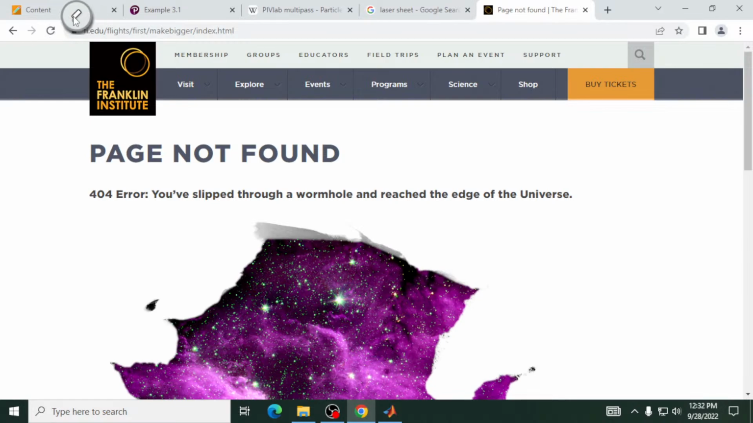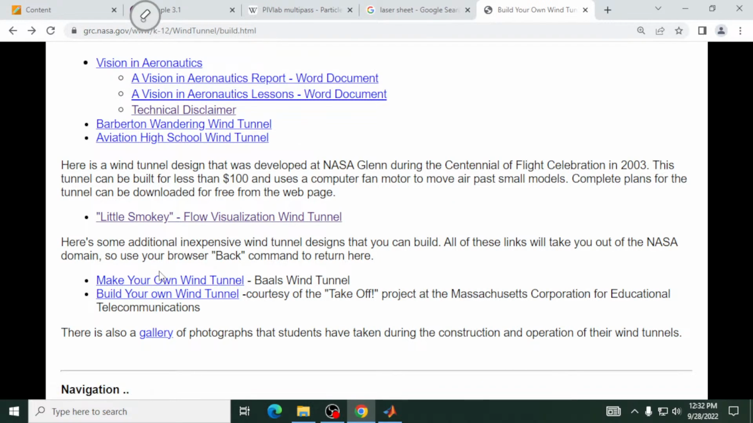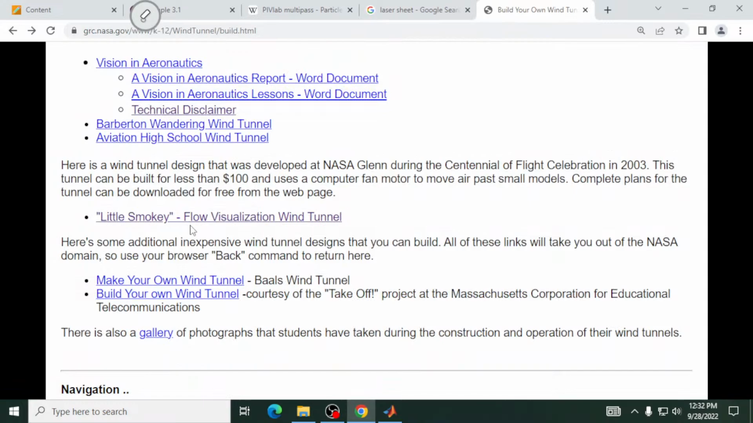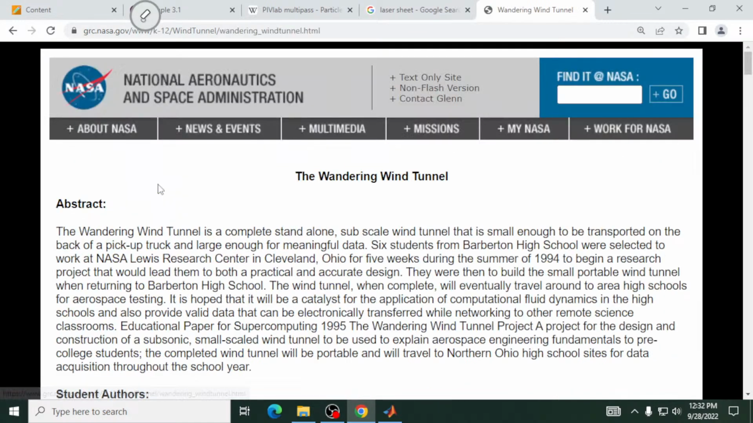That is at a location called fi.edu. Okay, build your own one. Corporation for Educational Aviation. Oh, these are old links there. Okay, Wandering Wind Tunnel.